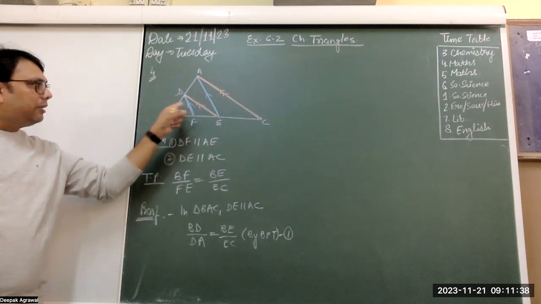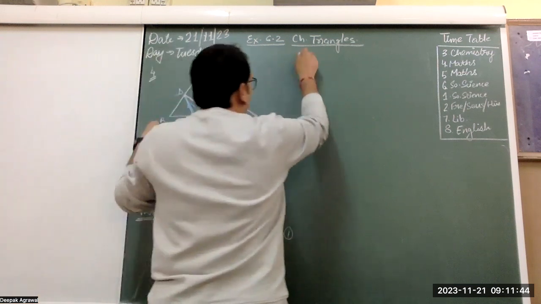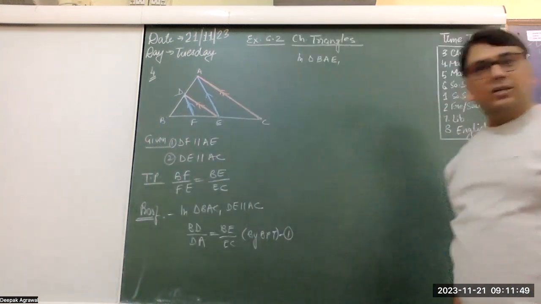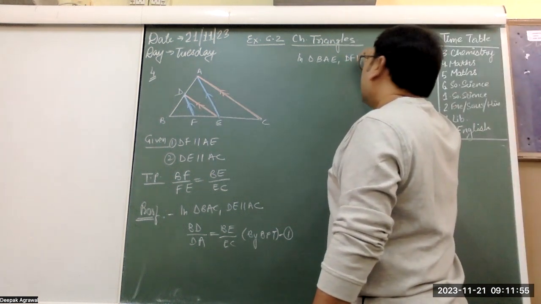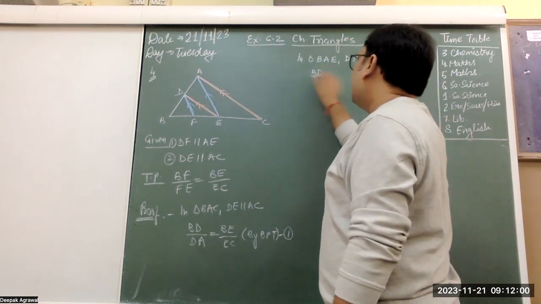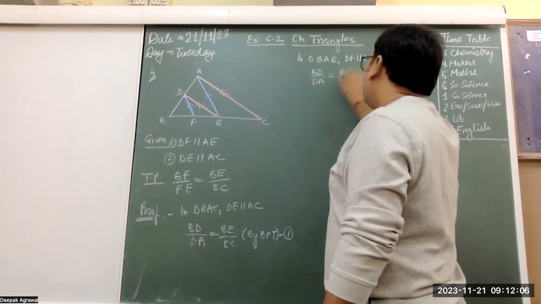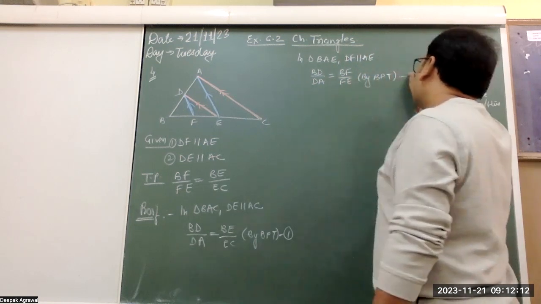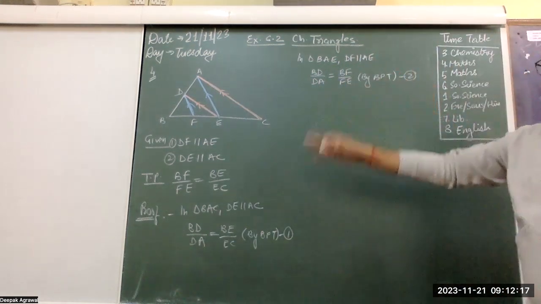If I consider both the blue lines and want to apply BPT, again I need to select the point which is above the blue lines. So above the blue lines, what is the point? B again. So in triangle BAE, just take the triangle. In triangle BAE, again BF is parallel to AE. So if I apply BPT again, BD upon DA is equals to BF upon FE by BPT, and this becomes equation number 2. In equation number 1 and equation number 2, are both the LHS same?